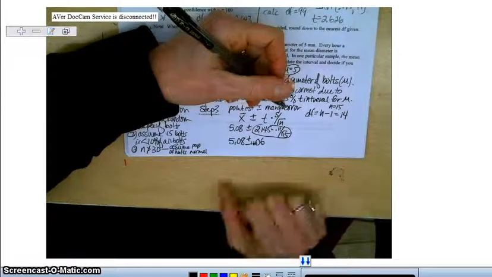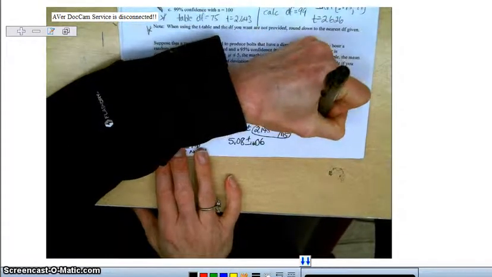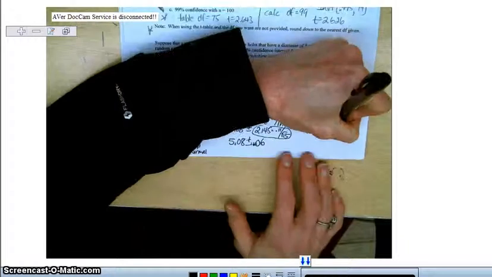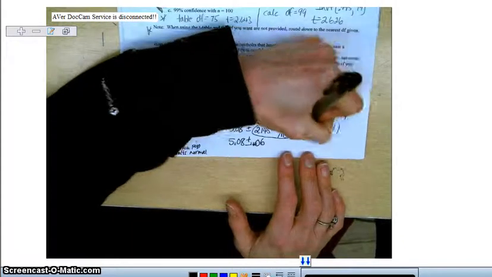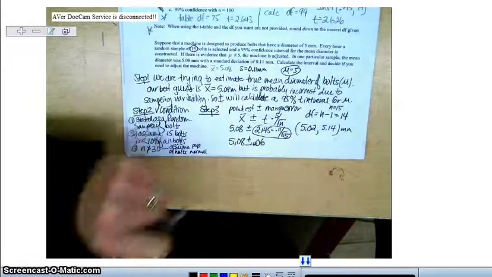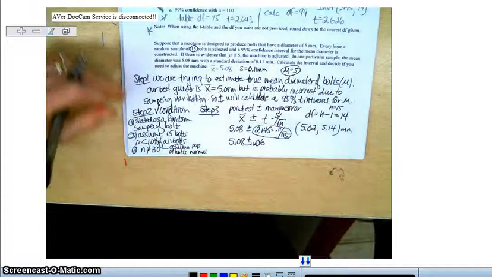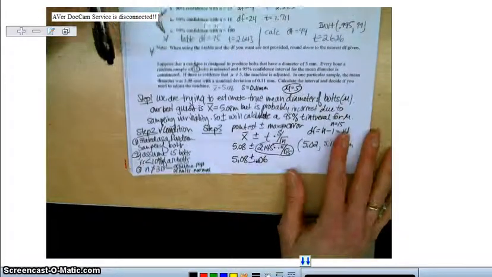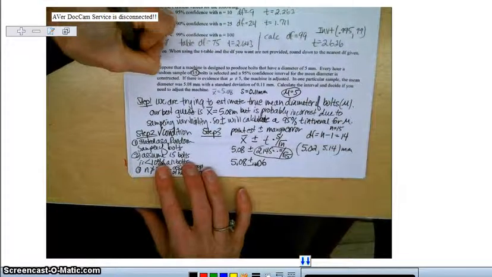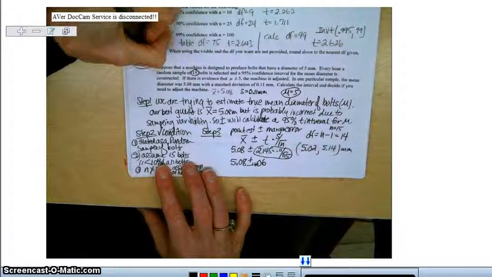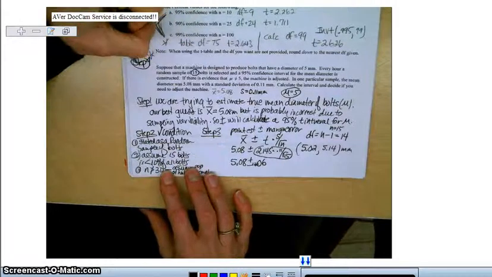Subtract and add 0.06. So if I subtract 0.06, I get 5.02. If I add it, I get 5.14. And this is in millimeters. So now we need to interpret this. Okay, step 4, I'm going to put step 4 up here.